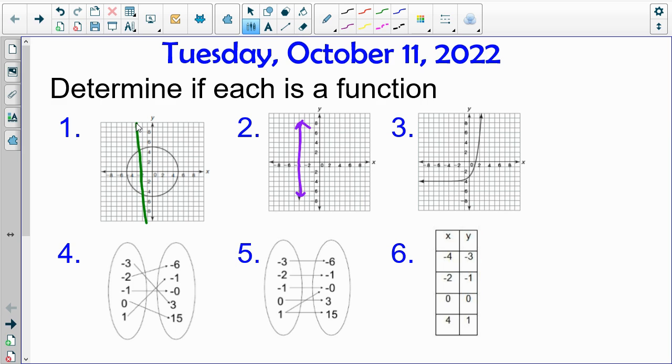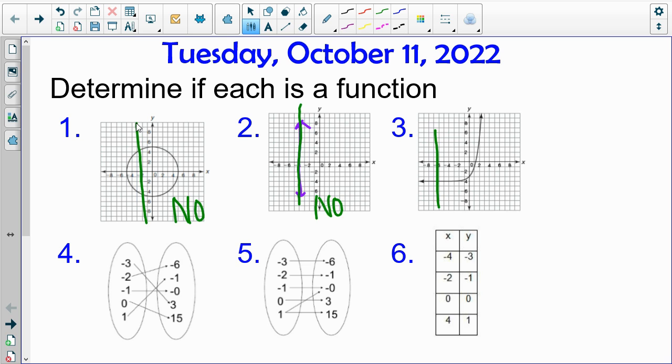Does that graph pass the vertical line test? No. So is it a function? No. It touches twice, meaning those x's repeat. What about this one? No, because it keeps hitting it. You're exactly right. It hits it everywhere. Every x is the same. On a vertical line, every x is the same. So vertical lines are not functions.